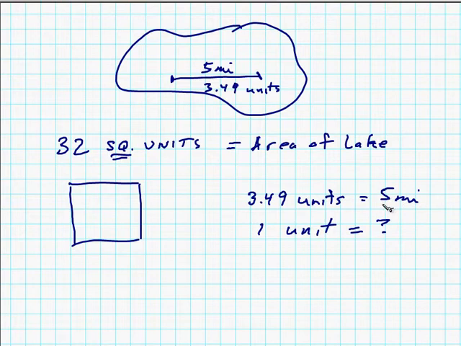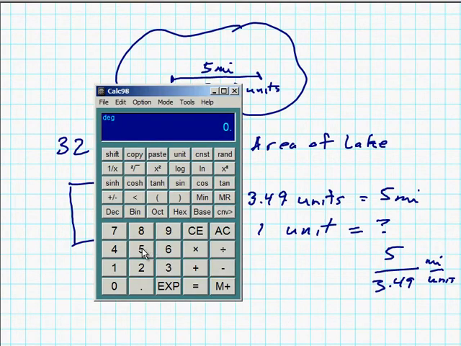one way, there's a lot of ways of doing this. You can see, if I divided both sides of this equation by 3.49, I would get 1 unit is 5 over 3.49 miles per unit. Okay, let's just do that. Let's bring up a calculator. So if I have 5 divided by 3.49 equals, that's going to be 1.43 miles per unit.